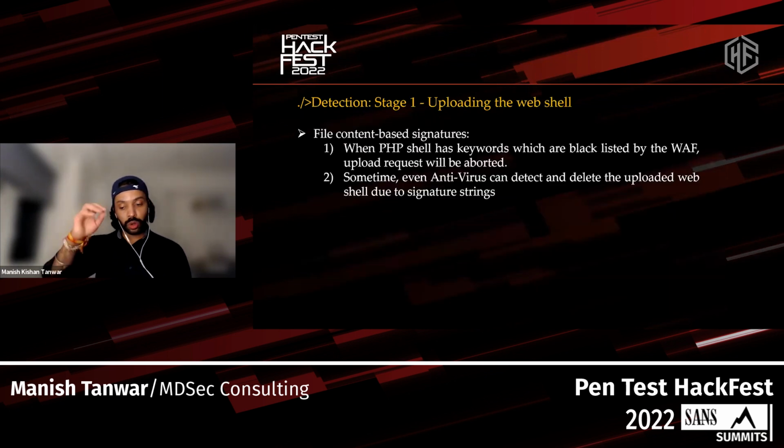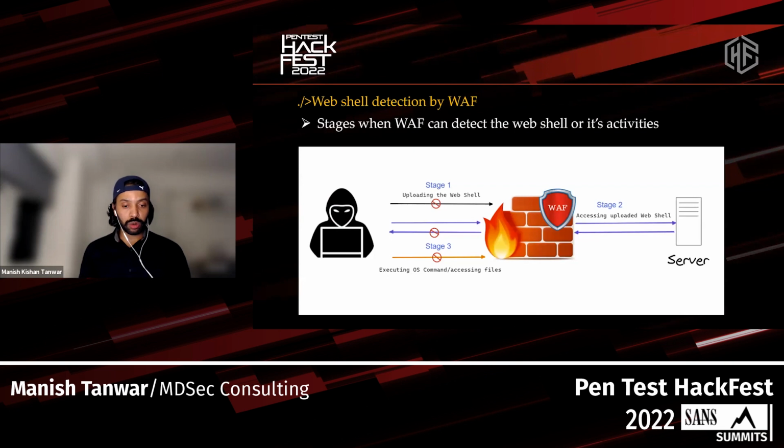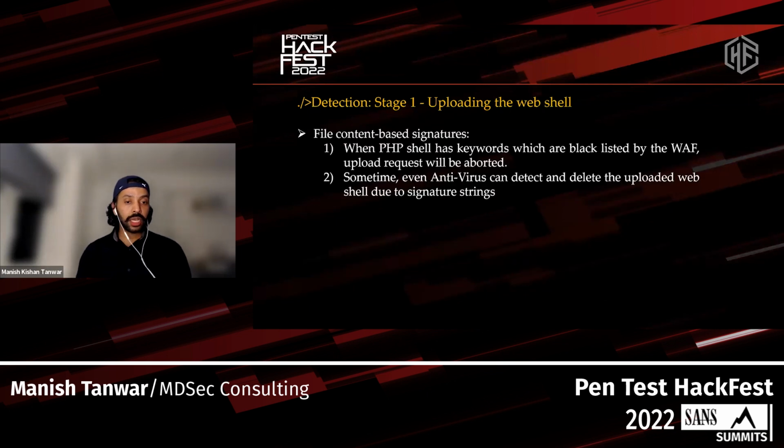In this whole presentation, we will be talking about how to bypass these things and how to perform operations using a web shell. Let's say talking about stage one, when we are uploading the web shell. Say we have one PHP shell. Now the web application firewall is detecting it because it has certain keywords. Let's say the web shell name and other things we can bypass easily, but what about functions and other things? These are the things which we need to take care of.